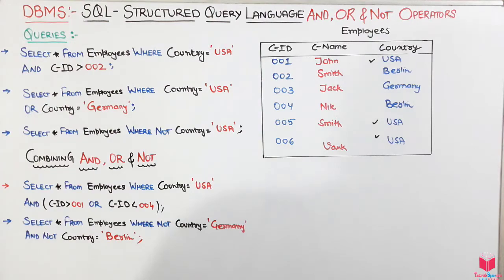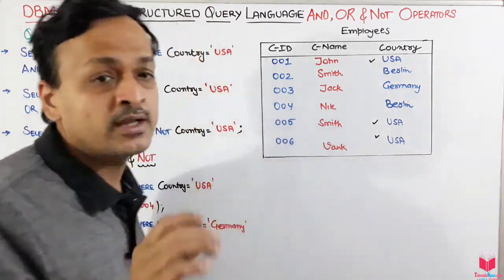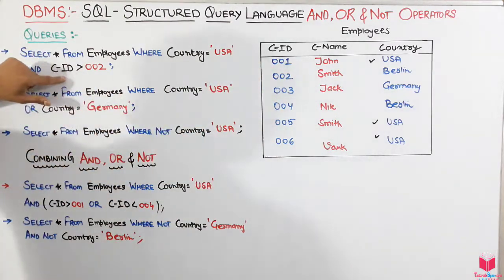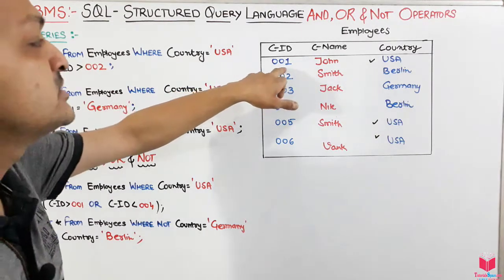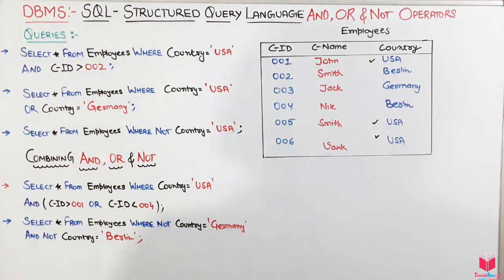So what will be the output from this query? The output will be only these 2 rows. It will skip this one because it does not satisfy the condition CID greater than 002. Here 001 is less than 002. Okay guys, let's move to another one.